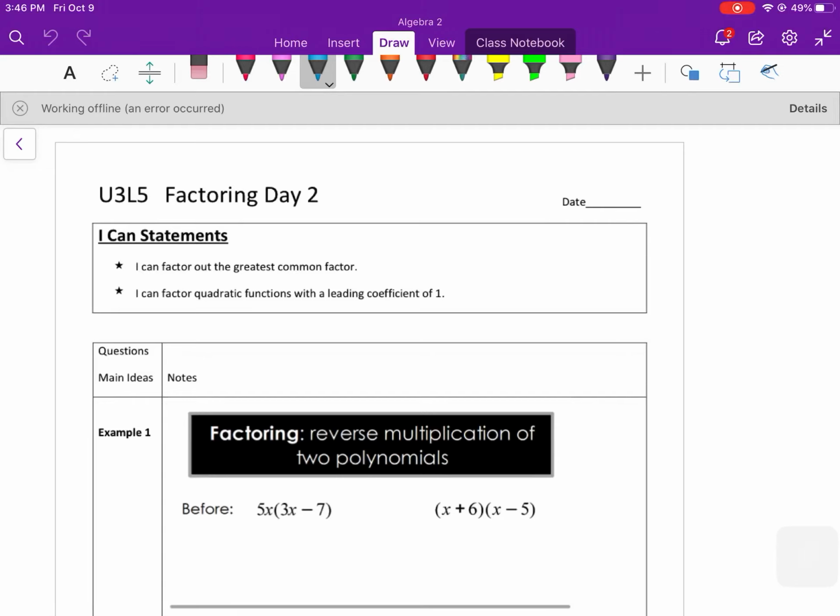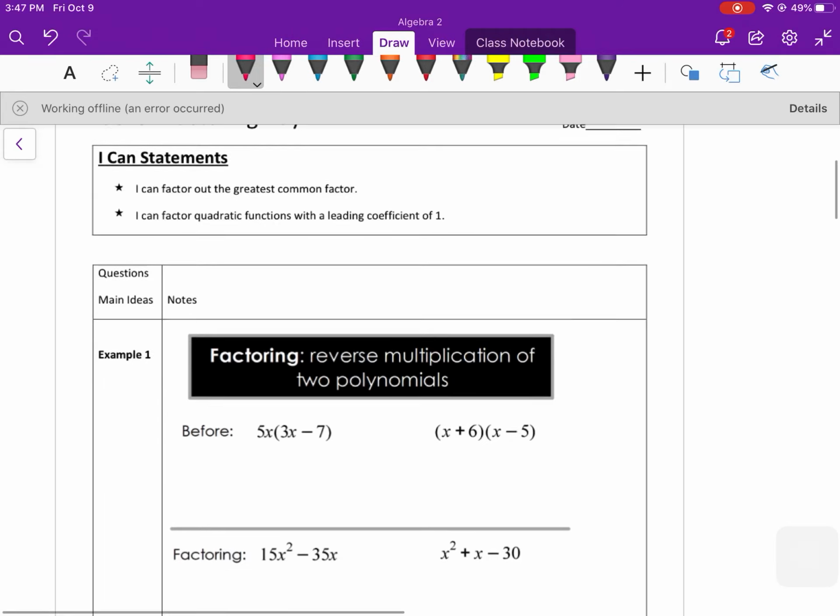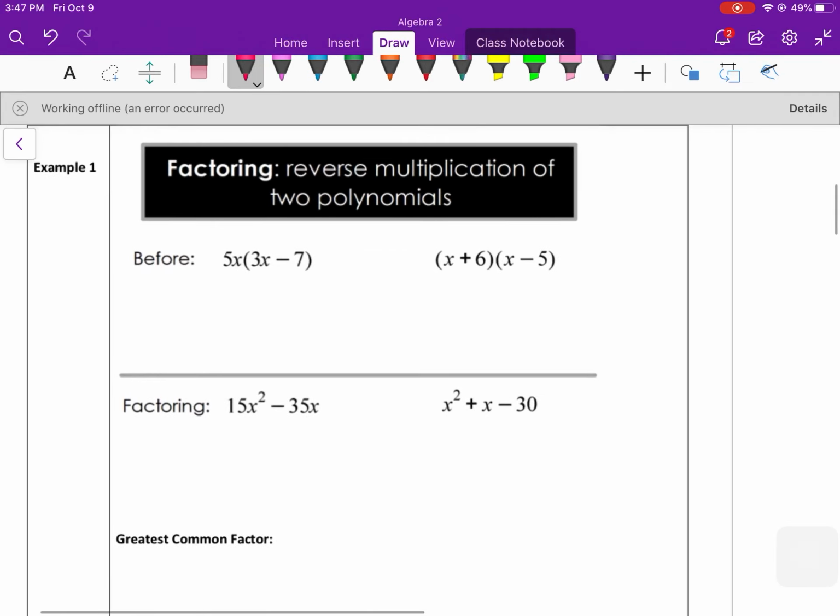Hey class, factoring day 2 is a combination of what we did the first day of factoring and then greatest common factor and some factoring with special patterns. So first, remember factoring is the reverse of multiplication.